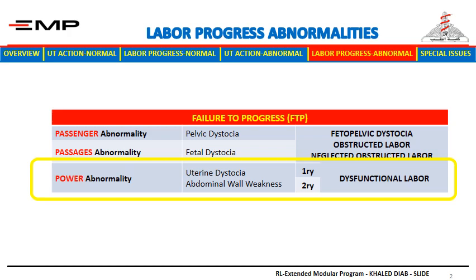The third P is power, which is mainly uterine contractility, whereby its abnormality is usually diagnosed by exclusion of passage and passenger abnormality, and is defined as the more common primary dysfunctional labor or uterine dystocia, or secondary dysfunctional labor related to abdominal muscles effort pushing in the second stage.